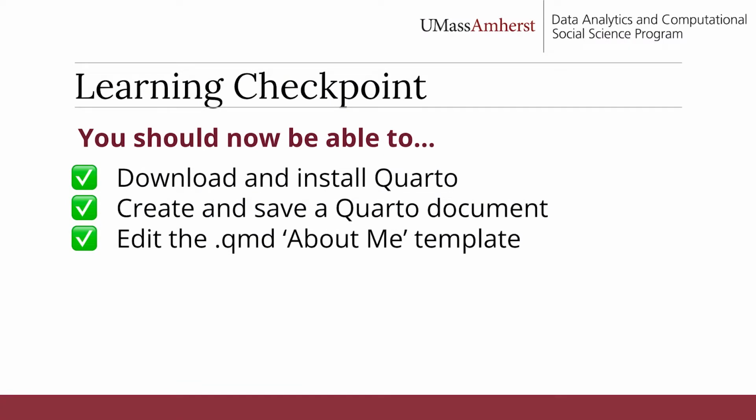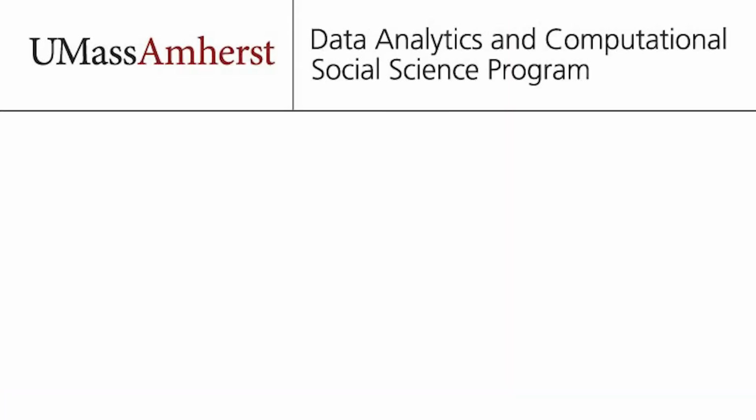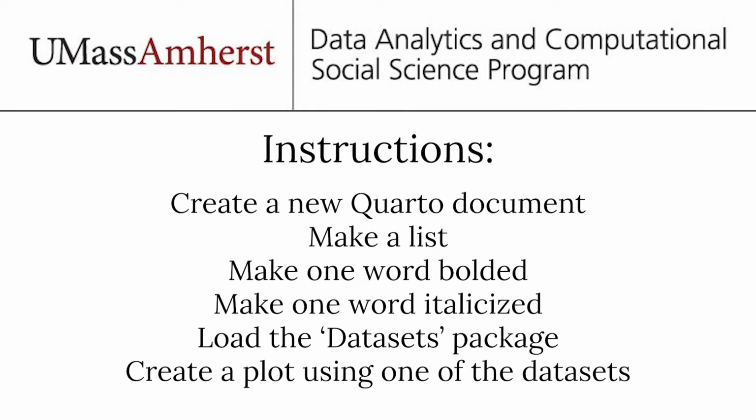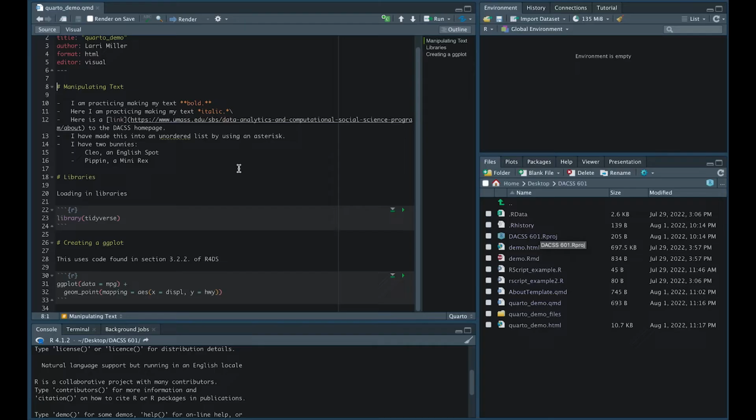Pause this video here and run through tutorial 2 if you have not done so yet. Then, try creating a Quarto document with a few code chunks. Use the best practices described in the tutorial. Practice making text bold, italicized, and hyperlinked. You should have been able to produce something like this.